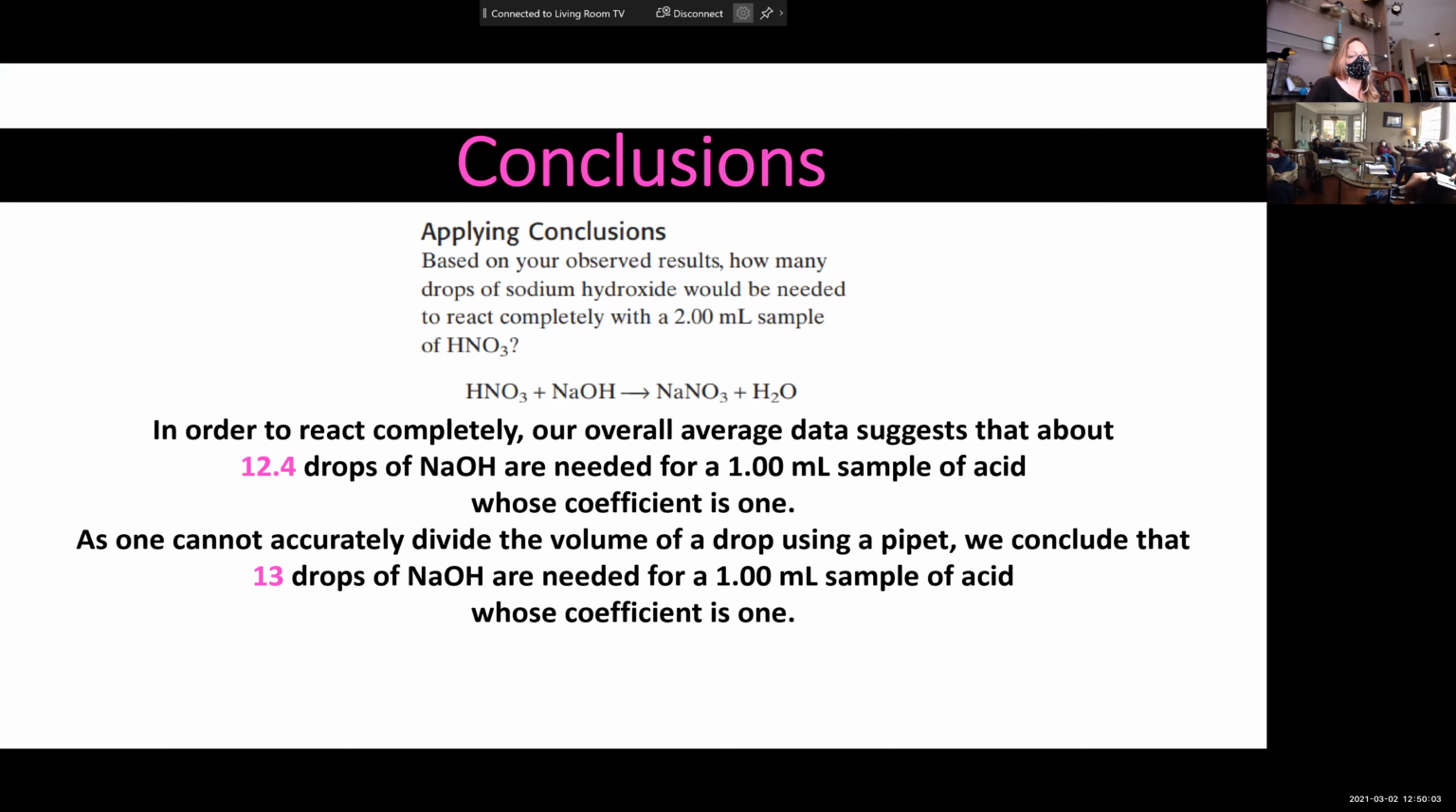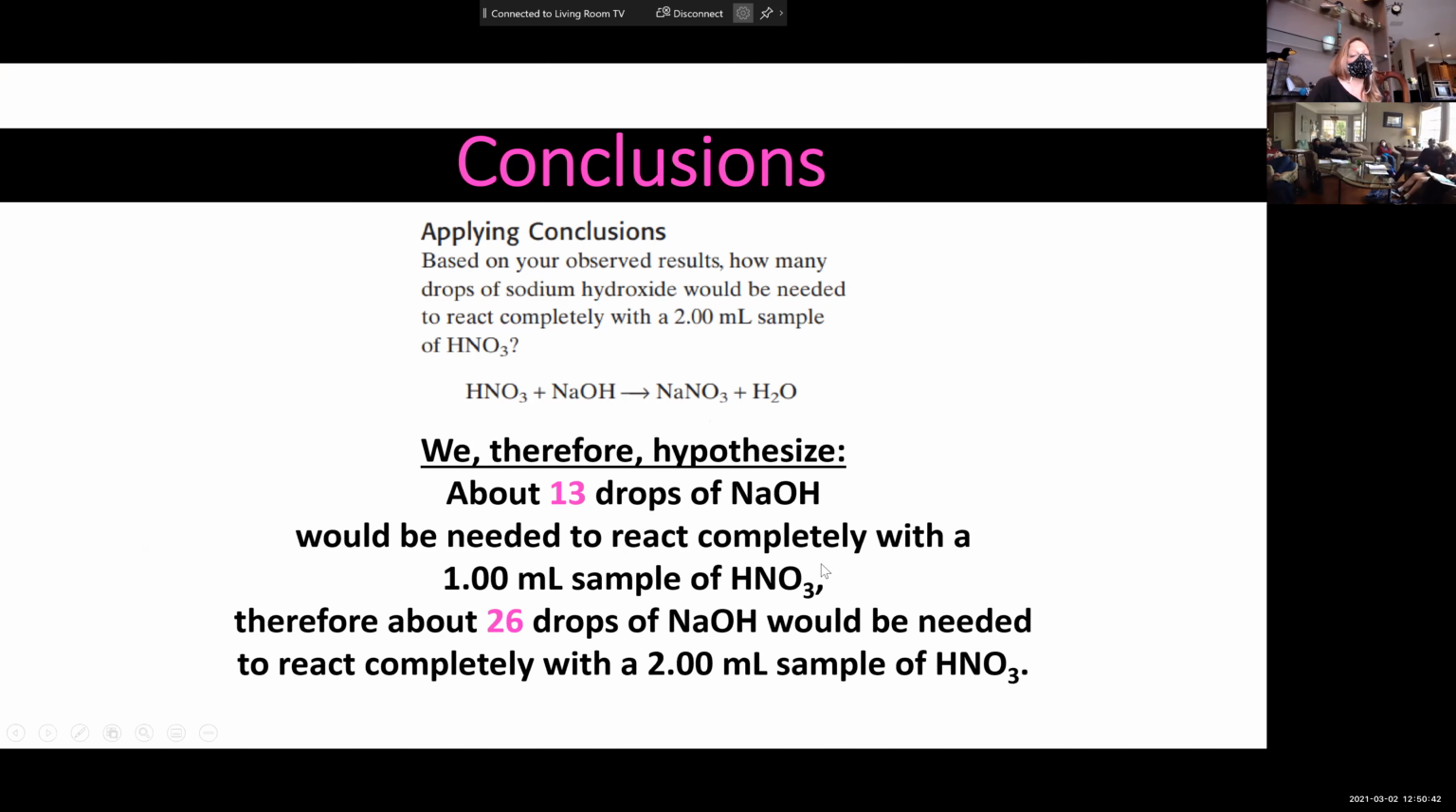And it's asking you here, how much sodium hydroxide would you need to react completely with a 2 milliliter sample of nitric acid? All we need to know is the coefficient, and it's still 1 to 1. So if you need 12.4 drops of sodium hydroxide for a 1 milliliter sample of acid with a coefficient of 1, can you really put 12.4 drops into anything? You'd need a burette, which we're not using. We're using a dropper. So you would say 13 drops.